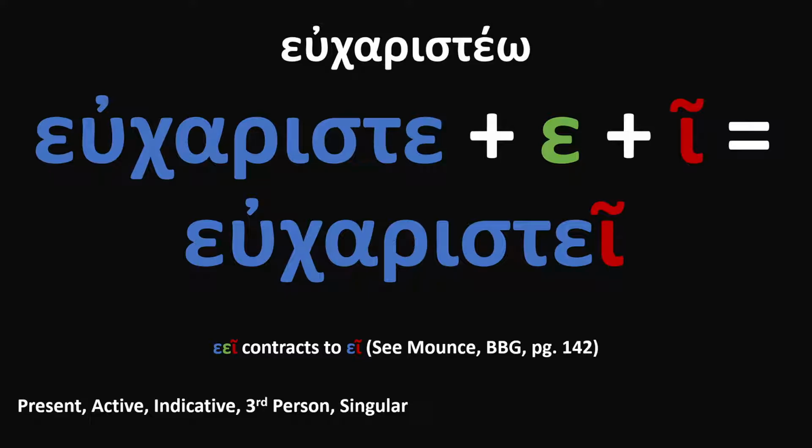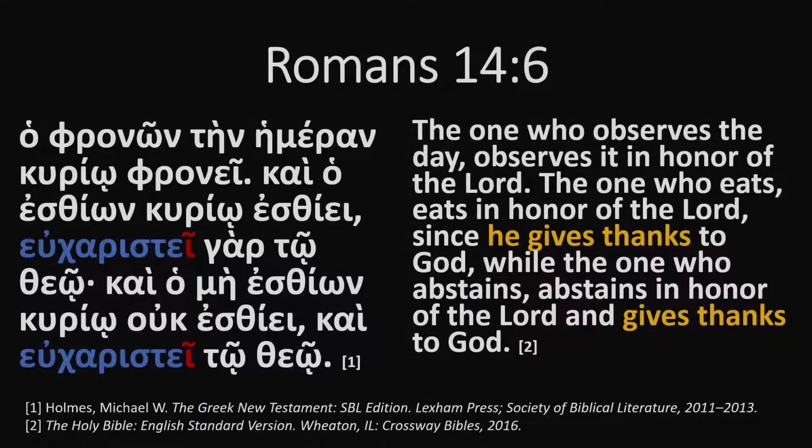Now let's have a look at some of that in context as we come across it in the Bible. So we've got the SBL Greek New Testament here, and then we also have the ESV on the right. And we can see this particular form, euchariste, the third person singular, occurs twice in this one verse, Romans 14:6. We have 2 particular phrases, euchariste gar to theo, since he gives thanks to God, and kai euchariste to theo, and gives thanks to God.